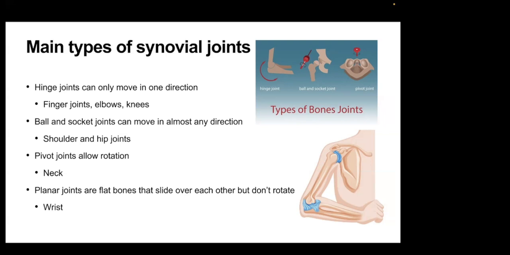Then we're also looking at the hinge joints. The most common are the elbows and the knees. They essentially move in one direction.